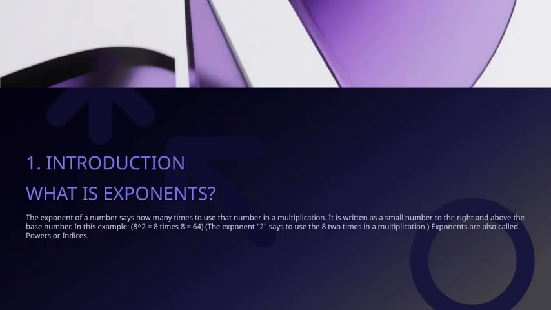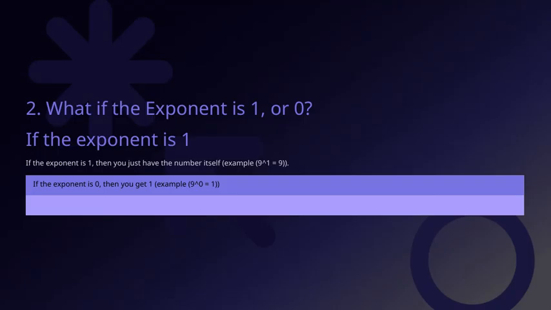So 8^2 equals 8 times 8, which equals 64. Sometimes, you'll also hear people call these powers or indices. Recognizing how exponents work helps us understand how numbers grow quickly, which ties into the larger theme of understanding mathematical patterns and operations. Now, let's talk about what happens when the exponent is 0.